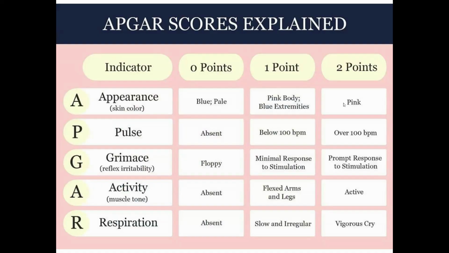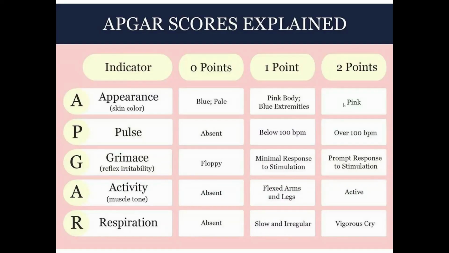So A stands for appearance. You give 0 points if they're blue and pale. You give 2 points if they're pink. If it's somewhere in the middle, you get 1. P is for pulse: absent pulse, 0; pulse greater than 100, 2; anywhere in the middle, 1.